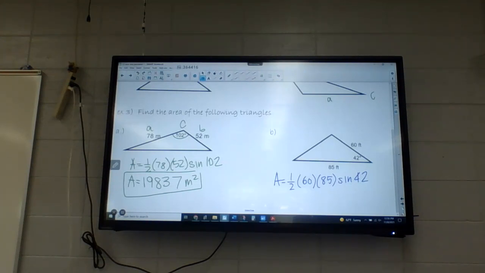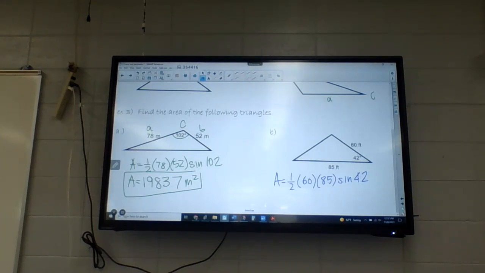When it's time to do the test, should we know how to do both? You have to know both. So you'll just have to realize we don't have the base and height. Should we remember this? Oh, well, I'll give you some sort of note cards.